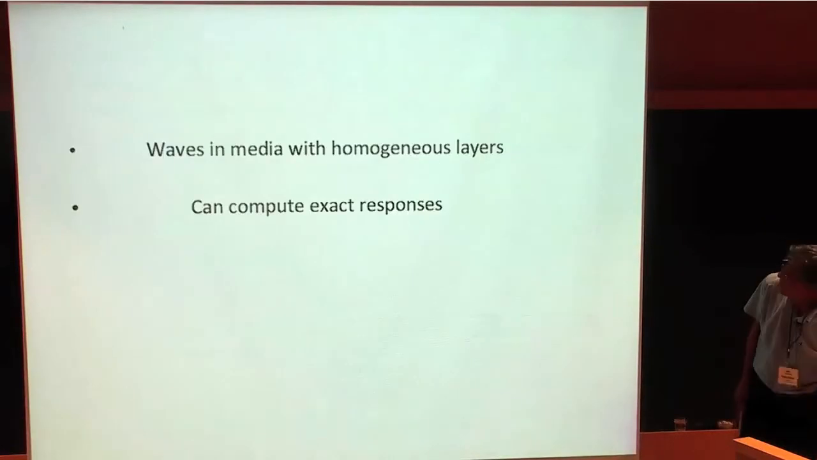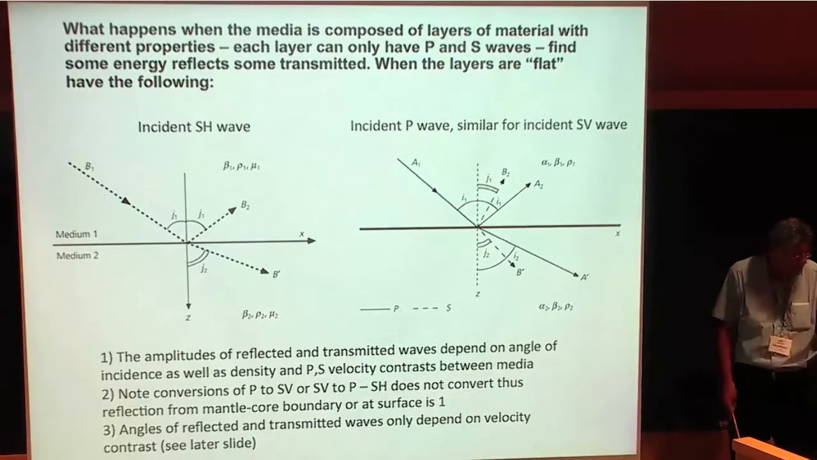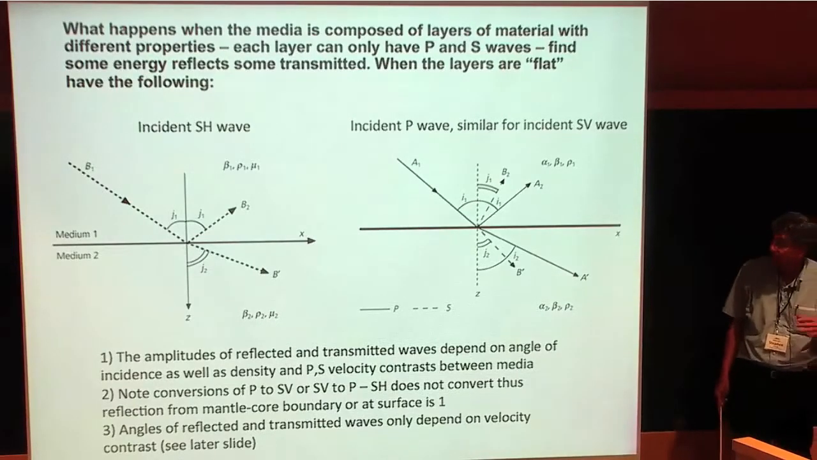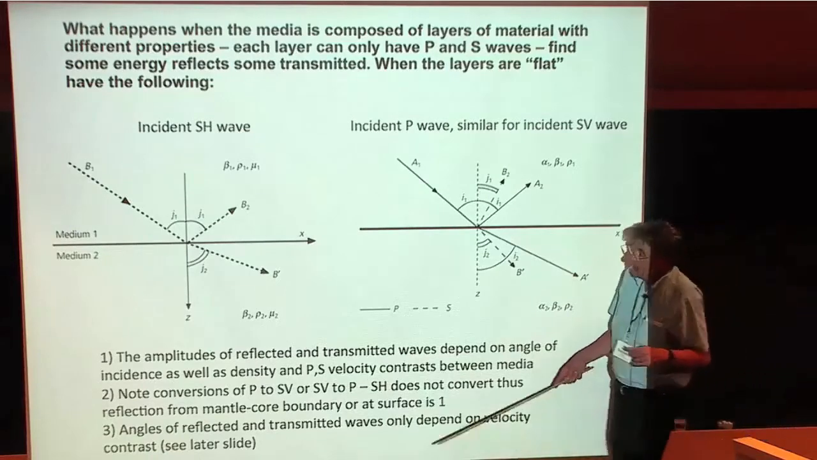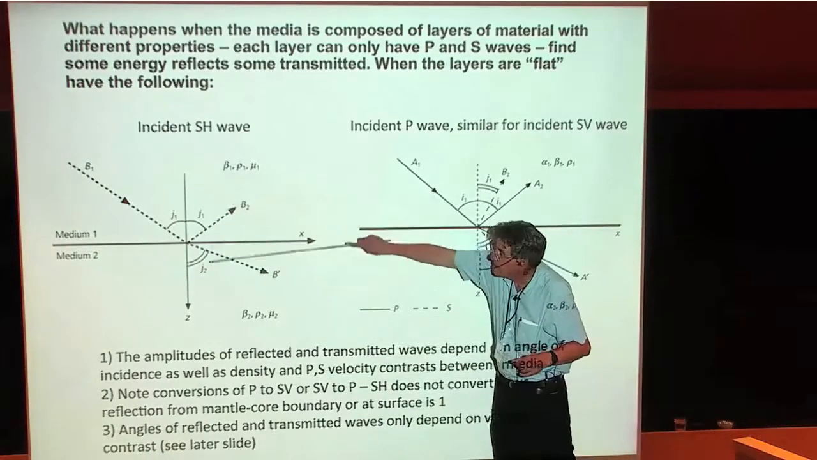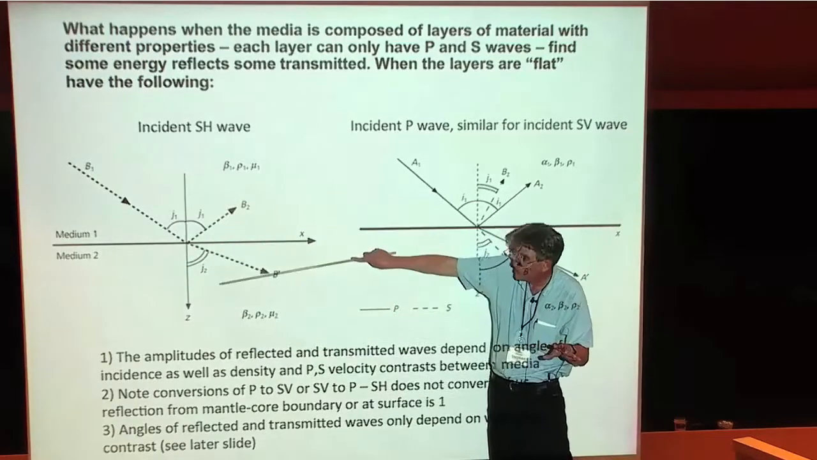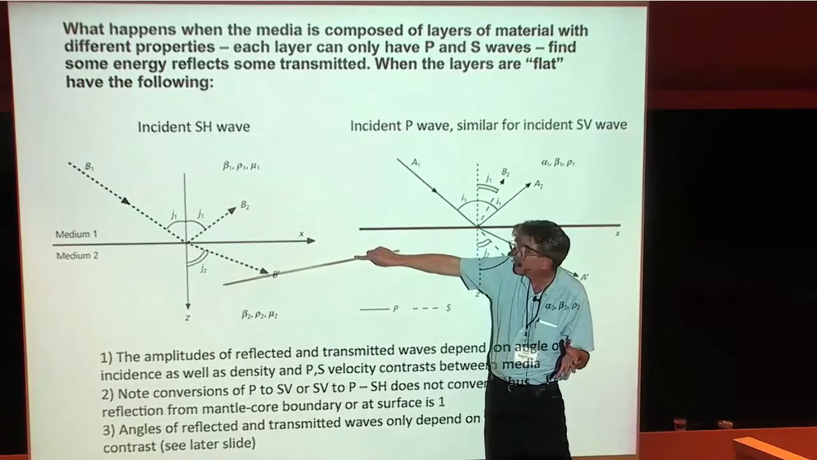I apologize. Waves in homogeneous media. So we can do exact calculations, solve those wave equations. Let's talk about that quickly in the last minutes. If we have two media, one here and one here, they're homogeneous, no variations. You know you have P and S waves. What happens in that case? You can solve this exactly.